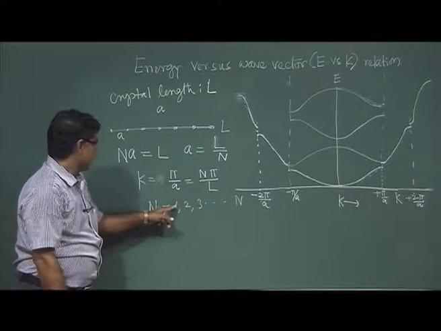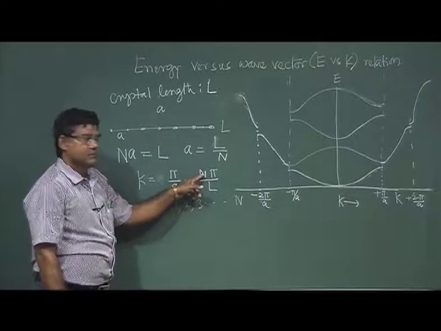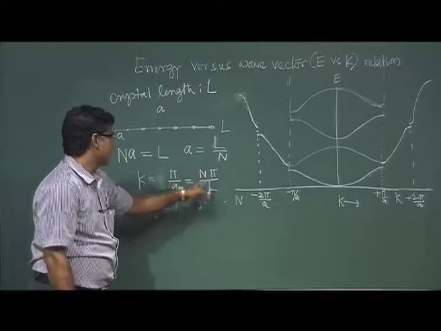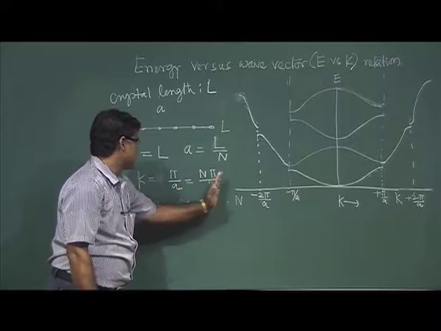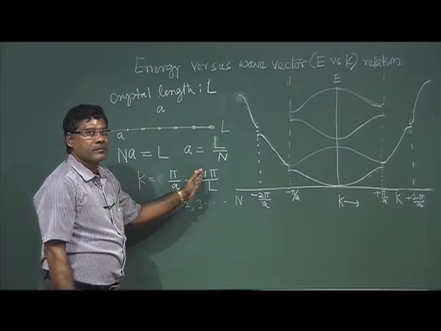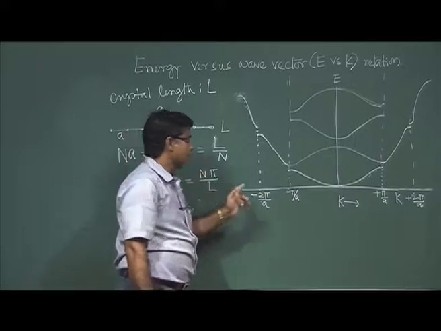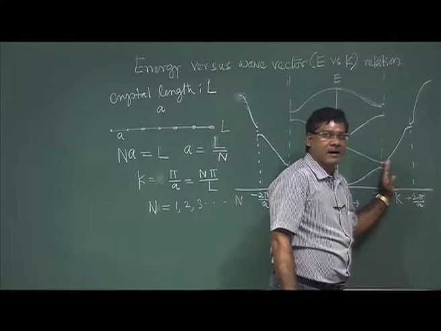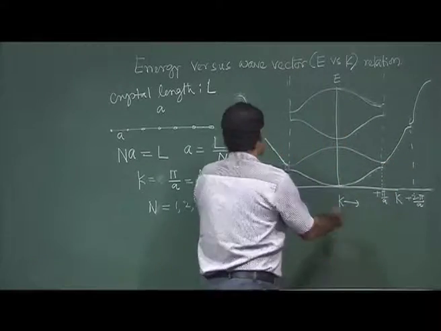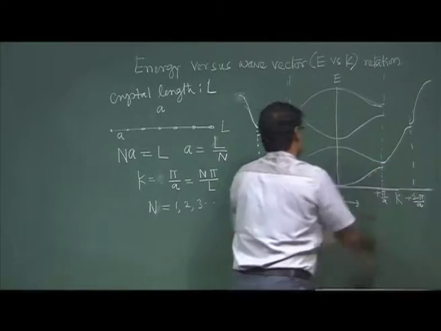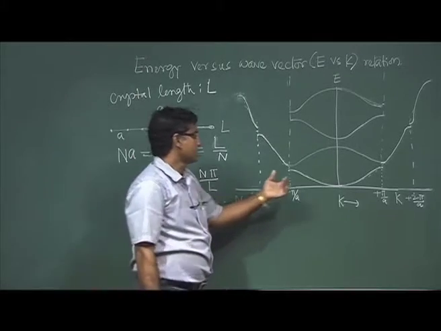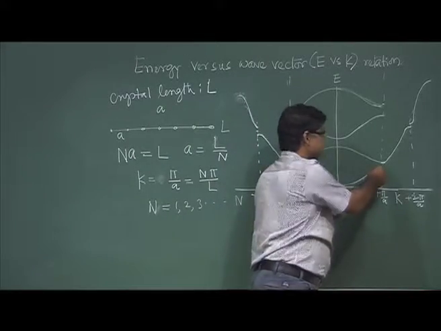because when n equals 1 it is pi by L, n equals 2 gives 2 pi by L, 3 pi by L. So I will get many discrete values of k up to n pi by L, that is the highest number, right. That means here it is possible to get n number of k values.